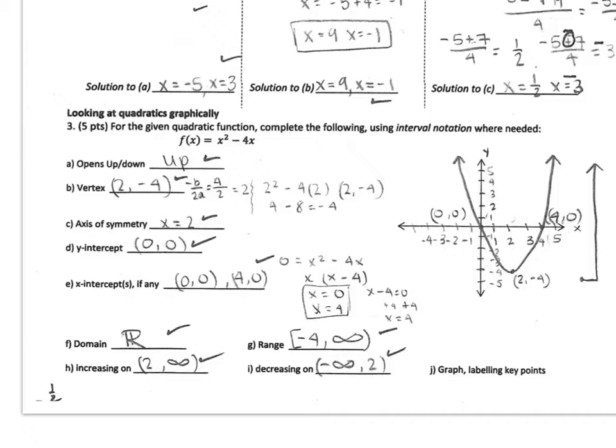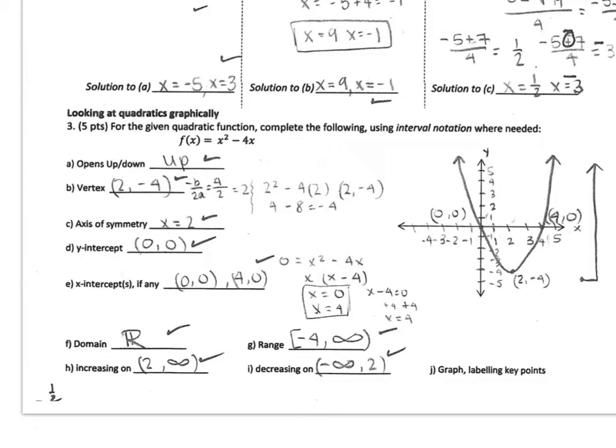So this parabola is opening up because the leading coefficient is a positive 1. The vertex is -b over 2a. Go ahead and find that for the x coordinate, and then substitute that 2 back into the original function to get the y coordinate of the vertex, and then you get (2, -4).